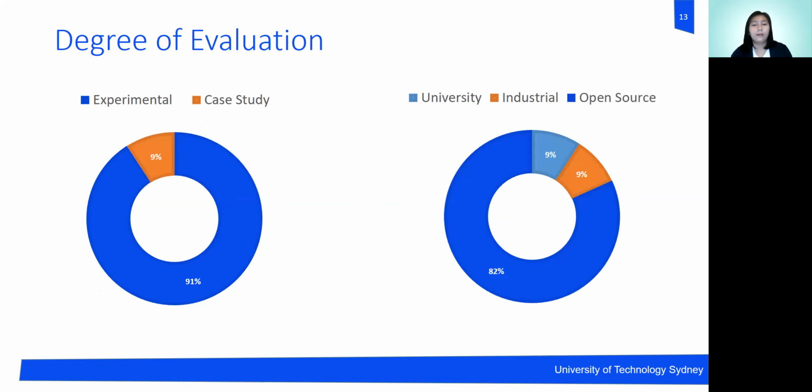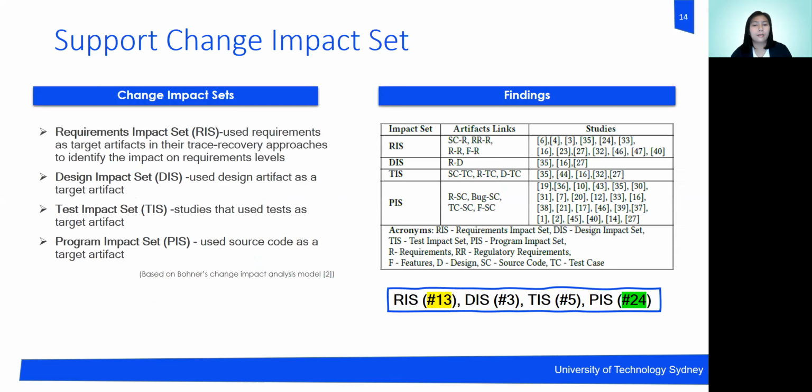We further evaluate the primary study based on their research method and test project as well. So as illustrated in these 2 charts, majority of the study are experimental study and evaluated their approach either with open source or university data set. And only a handful of study performed the case study and evaluated approach with industry data set.